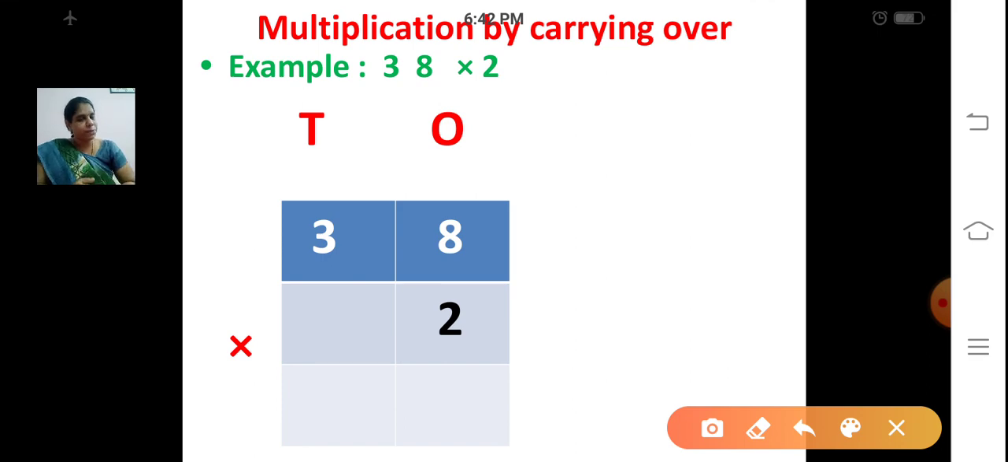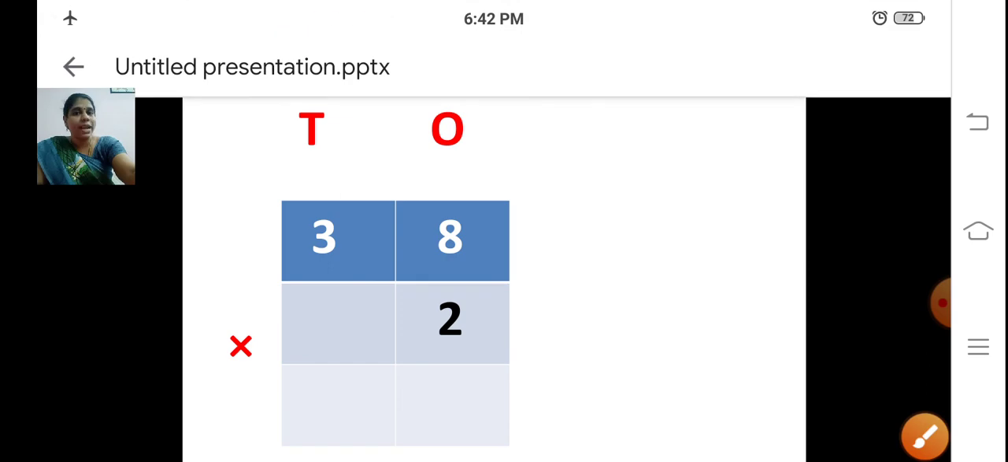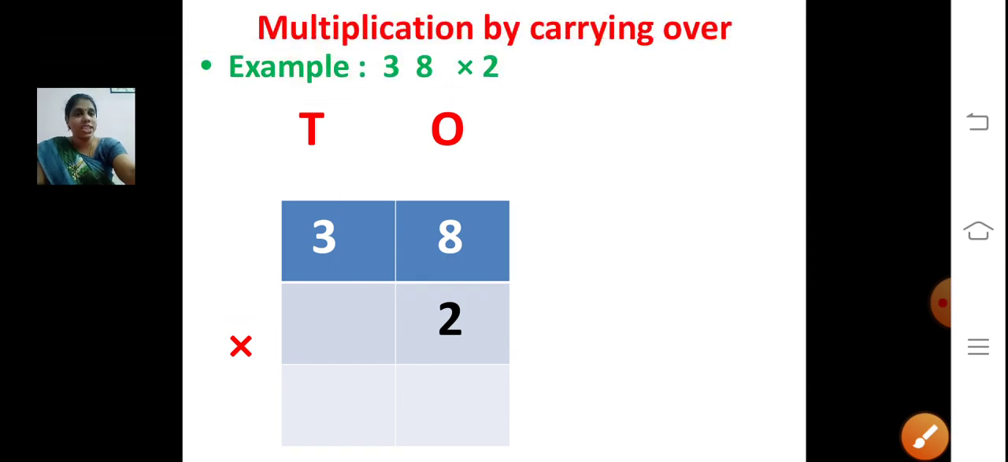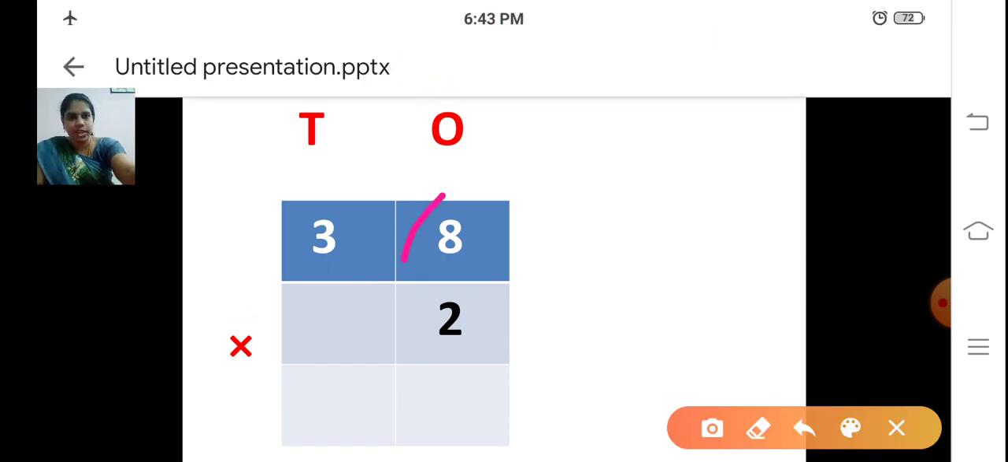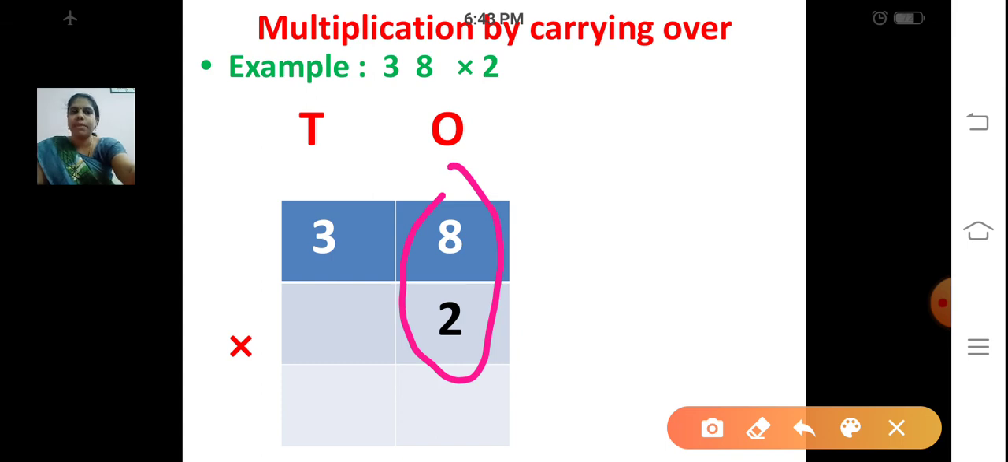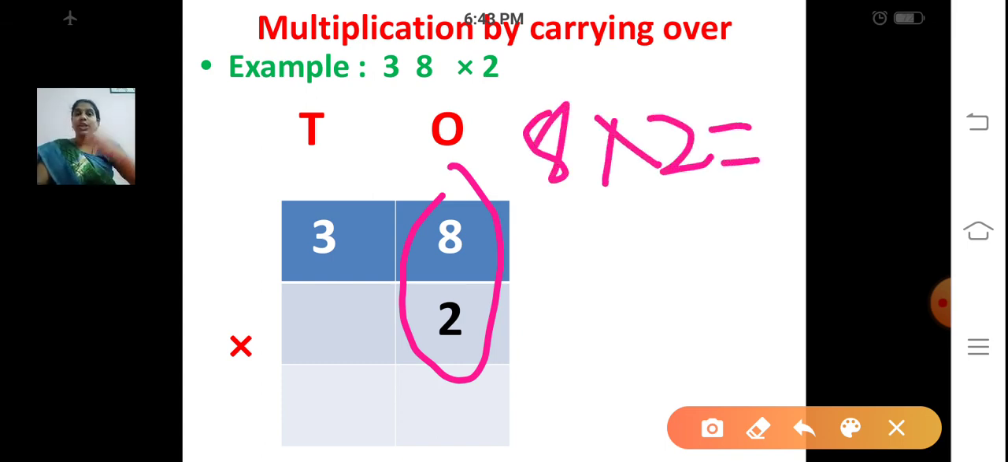So what is the first step? Same way, first we are going to take the digit at the ones place. So 8. First step is we are going to multiply the digit at the ones place by 2. Same method only. So 8 2s are. Now tell me what is the answer for 8 2s are? You know the 8 table, right? 8 2s are 16.